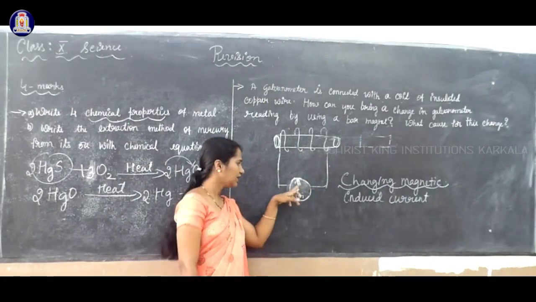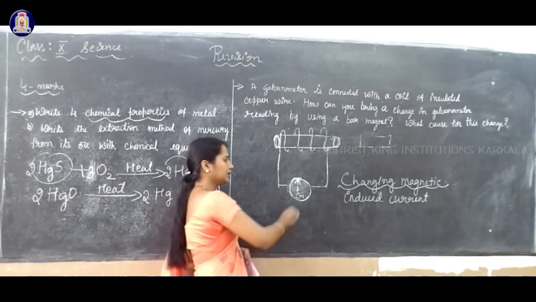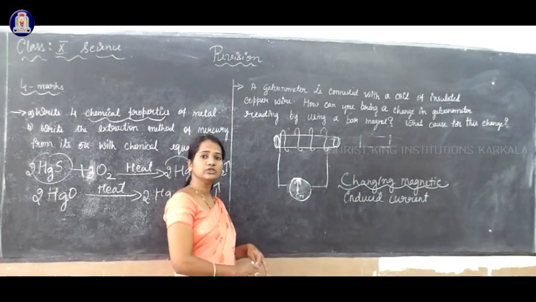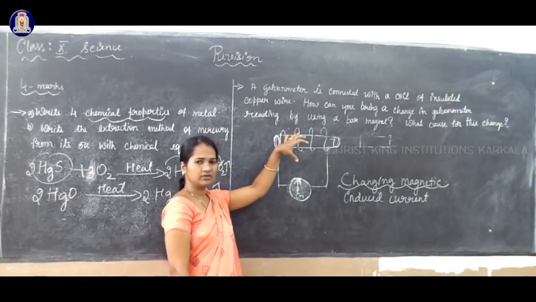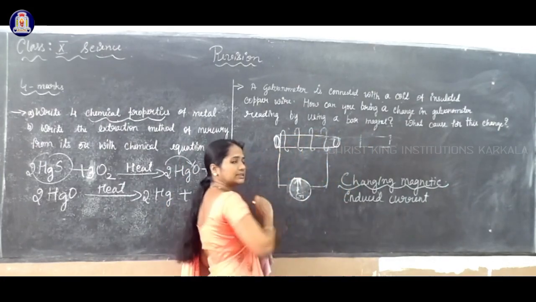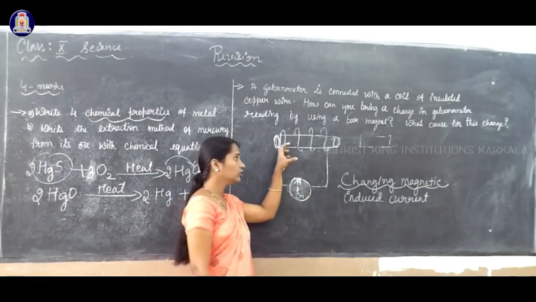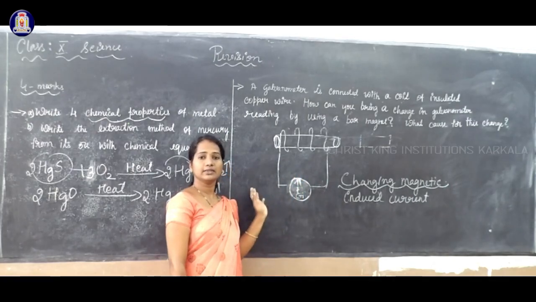Because of this, we can see the movement in this needle. This needle shows a deflection. If you push the bar magnet inside the coil, the needle deflects in one direction, then when you pull it outside, the needle starts deflecting in another direction.